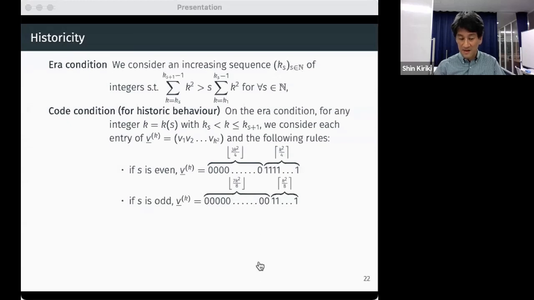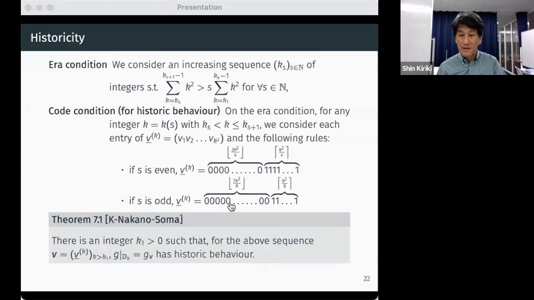This implies the next result: there is an integer k1 such that for the above sequence v, which is the itinerary of the wandering domain, the different map G restricted to the contracting wandering domain D_k, depending on the sequence v, has a historic wandering domain, historic behavior. We now have the first half of Theorem A prime.